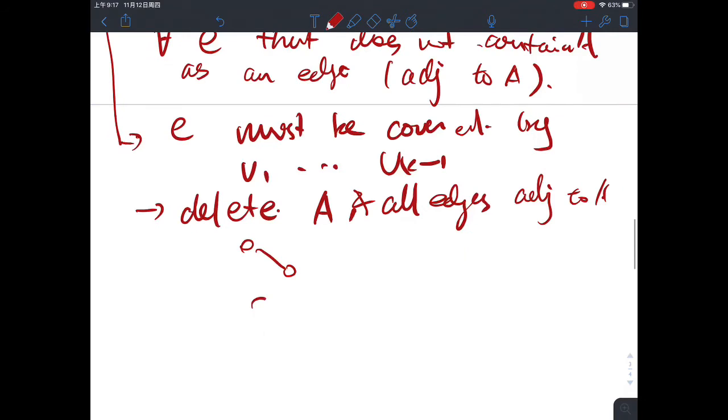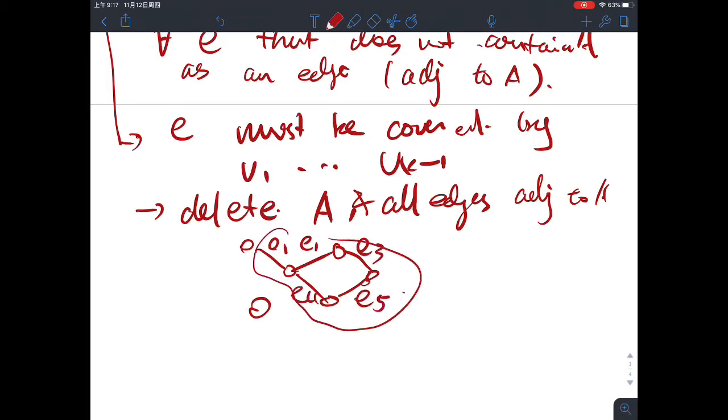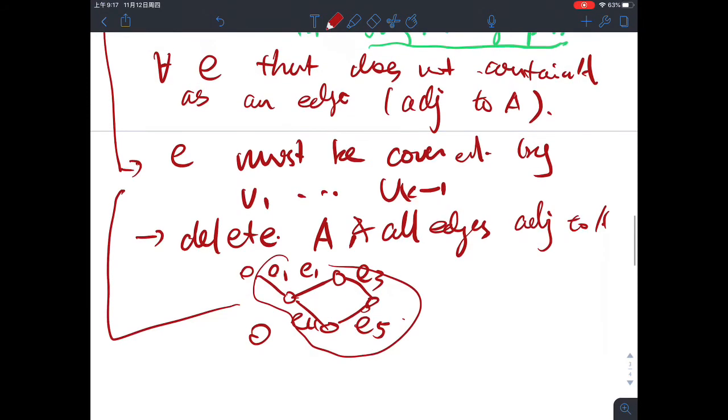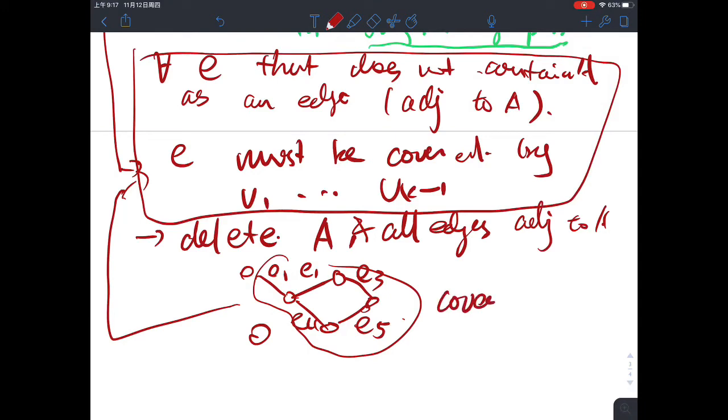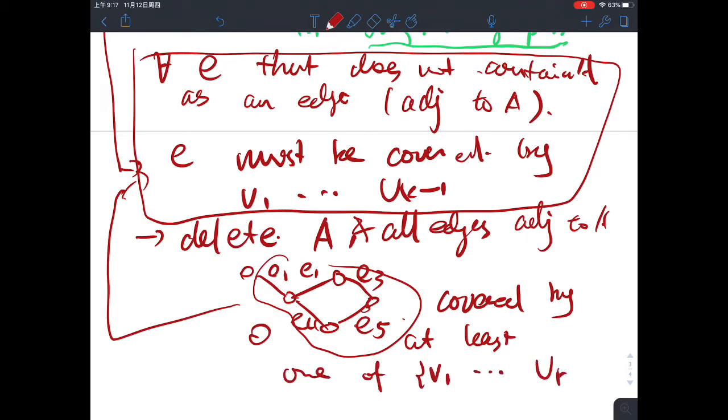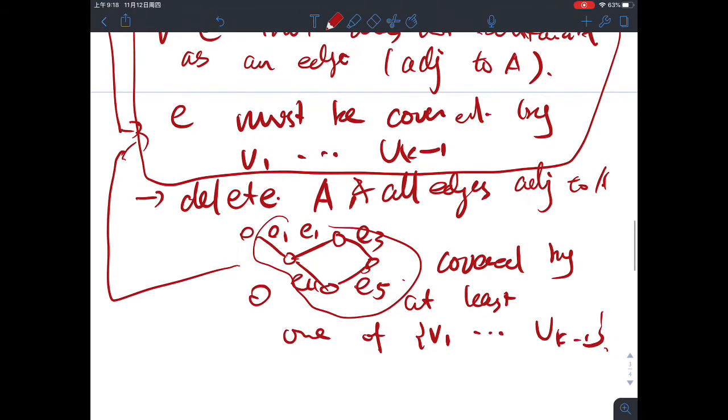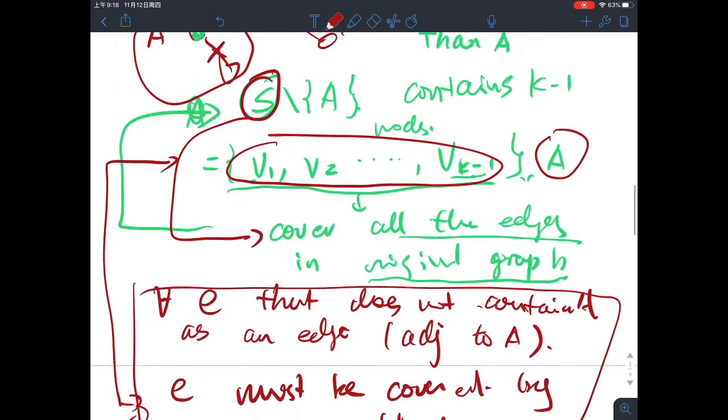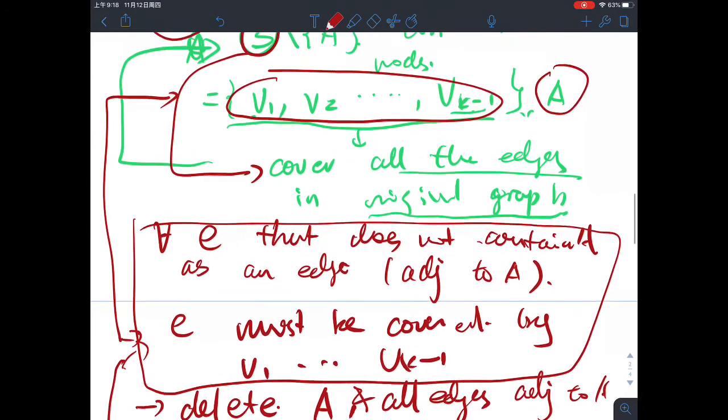So I would end up with a graph such that it has a number of edges, E3, E4, E5, right? And all these edges, as I described in this statement, are covered by at least one of v1 up to vk minus 1. Right. Can you see the point here? I have really just been using the definition, right?